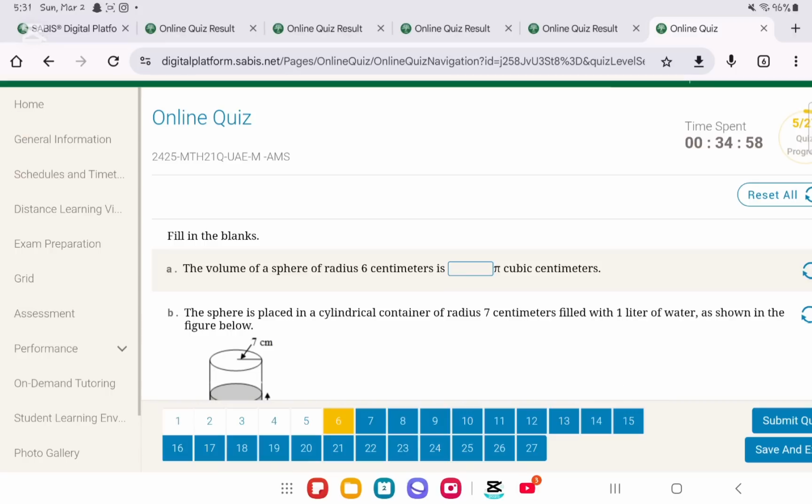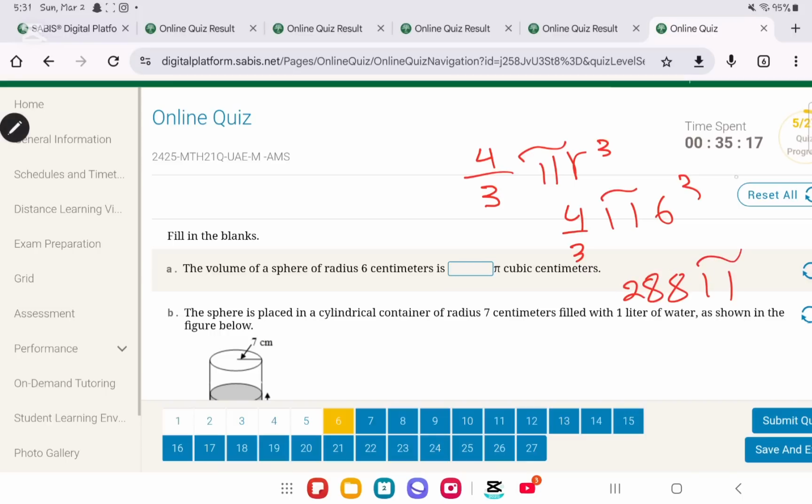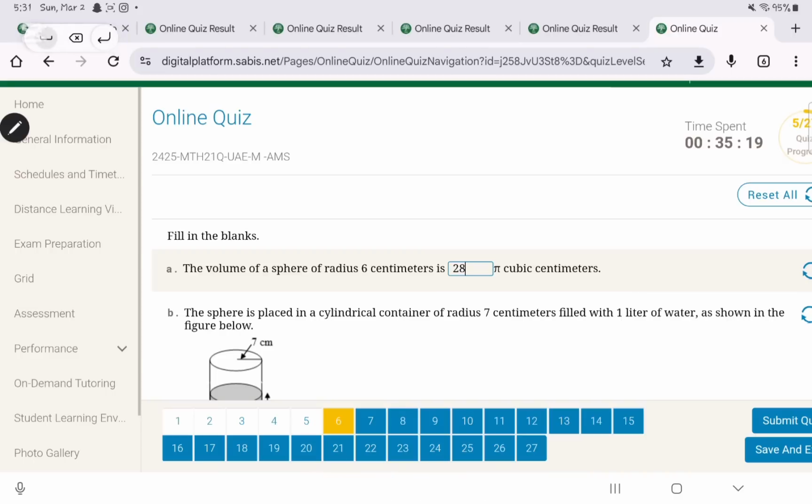We move on to question number 6. They told us the volume of a sphere of a radius 6 centimeter. We know that the volume of any sphere, it is 4 over 3 pi r to the power of 3. So it's 4 over 3 pi 6 to the power of 3. Put it on your calculator. You are going to get 288 pi cubic centimeters.